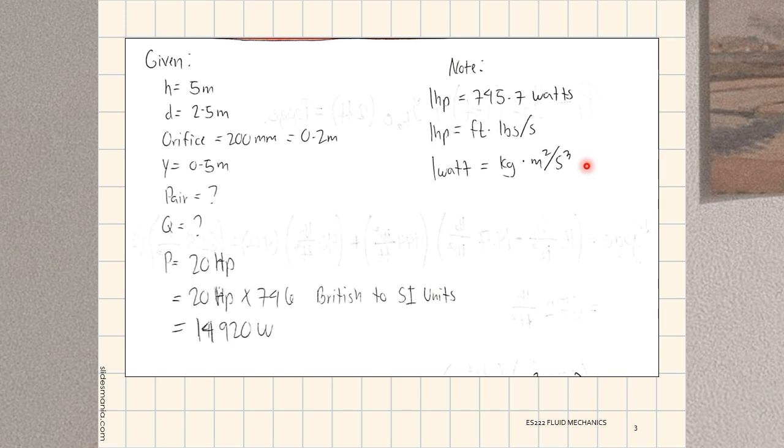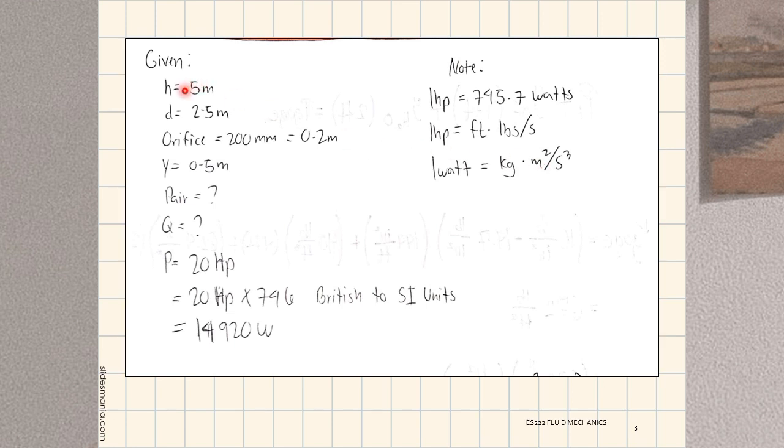So we have here the given for the problem. Note that 1 HP is equal to 745.7 or 746 watts, and 1 HP is equal to 550 feet times pounds per second, and 1 watt is equal to kilogram times meter squared over second cubed.